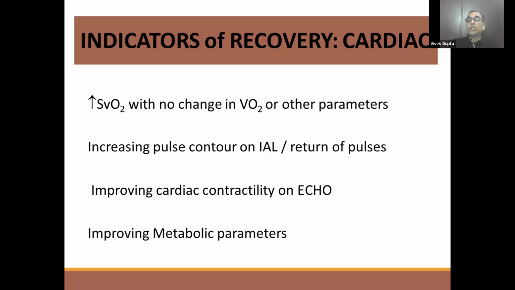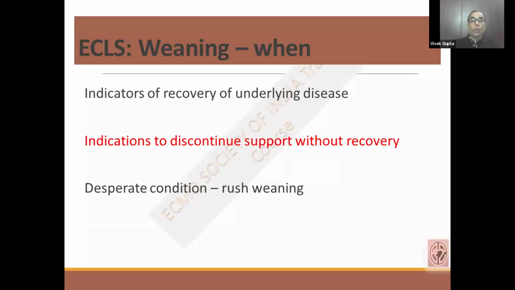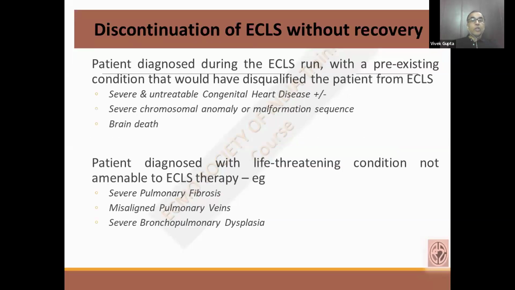You can see initially the pulse pressure was narrow. Now the pulse pressure has become wide, and you are seeing a very good ejection in your arterial blood line. When you do an echo, there is improved myocardial contractility, and metabolic parameters like lactates and bicarbonates are improving, and there is a reduction in the inotropes in these patients.